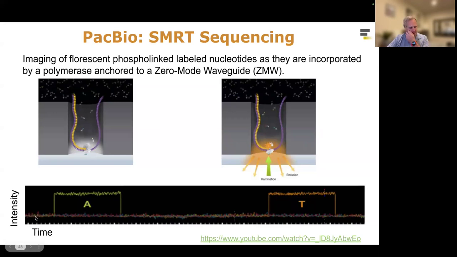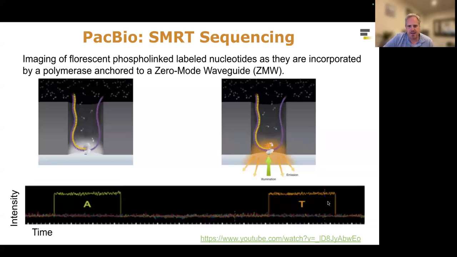In the beginning, they'll have just sort of a baseline of color. Then we'll get, say, a bright spot of a color corresponding to an A nucleotide. It'll drop down to baseline again. Then we'll get another colored bright spot corresponding to a T nucleotide, and so on.